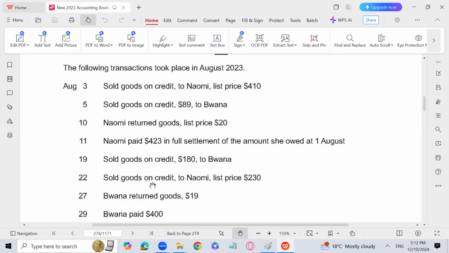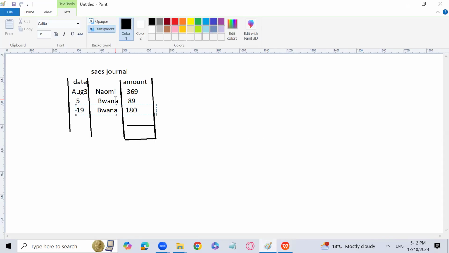Then sold goods on credit to Naomi, again list price 230, but again 230 minus 23. We will write 230 minus 23. So 22 is the date. Here comes Naomi, 230 minus 23. How much will it come?